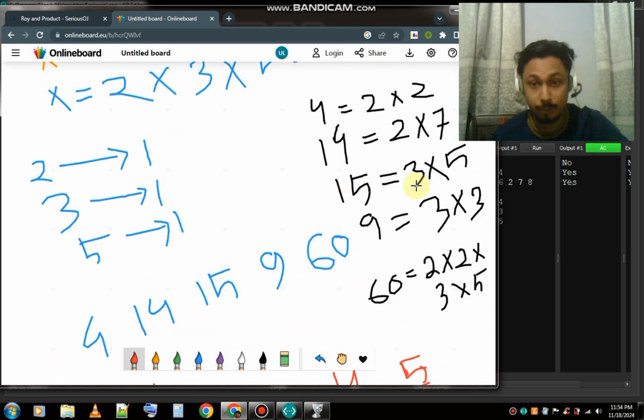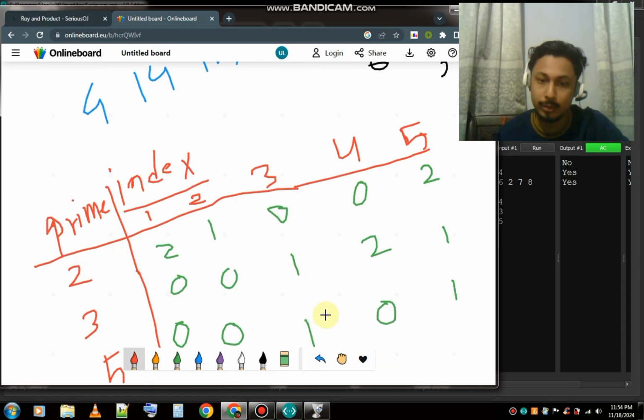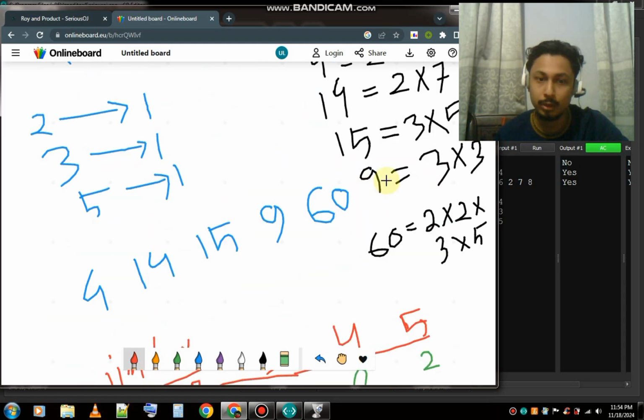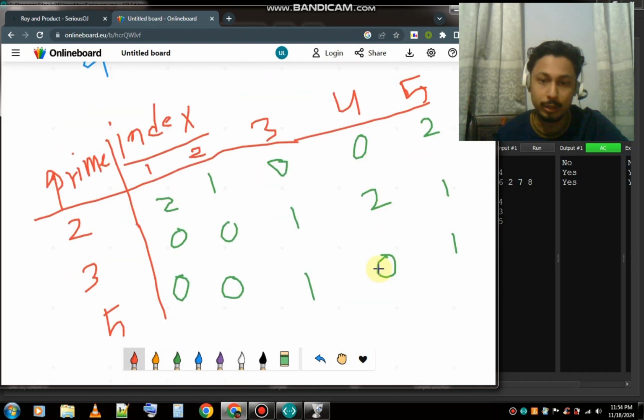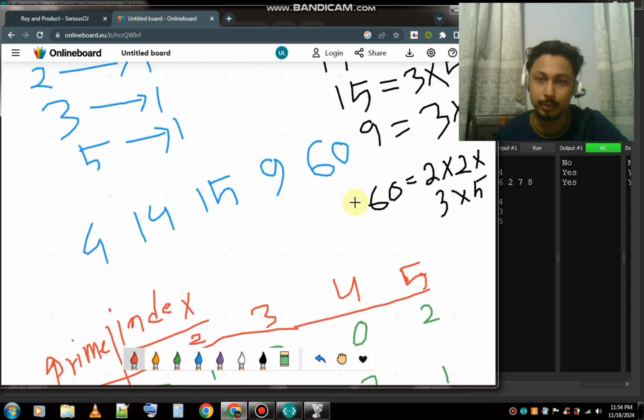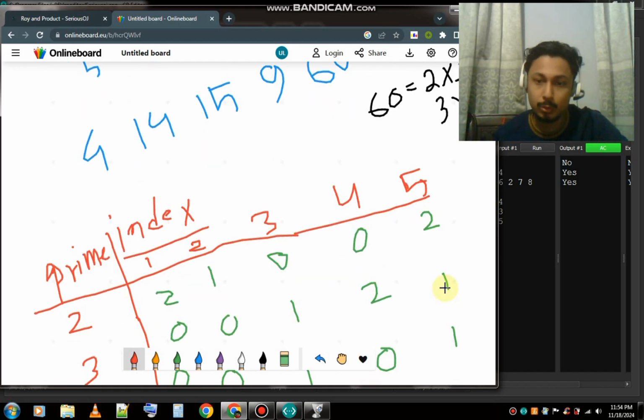Similarly, 15. If we split 15 into prime factors, right? 3 occurs 1 time and 5 occurs 1 time. And 9 is 3 into 3, that means 3 occurs 2 times, 5 occurs 0 times, and 2 occurs 0 times. If we split 60, that is 2 into 2 into 3 into 5, that means 2 occurs 2 times, 3 occurs 1 time, and 5 occurs 1 time.